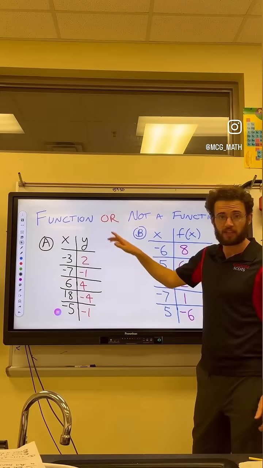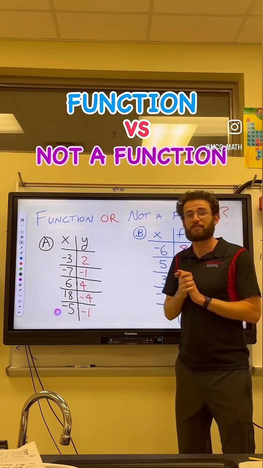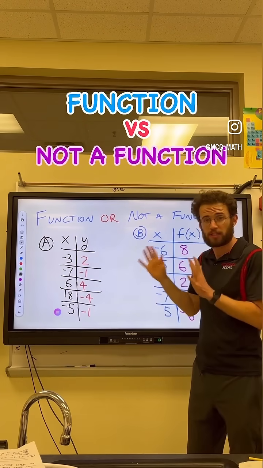We need to determine if each table represents a function or not a function. To be a function, every input has to have at most one output. So you can't have two different outputs for the same input.